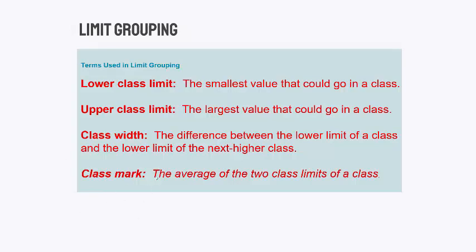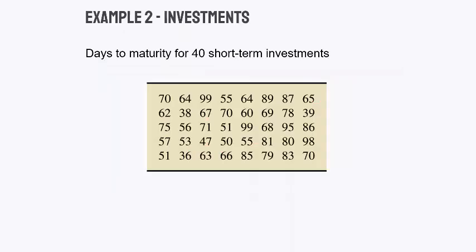We identify this thing called the class mark, which is the average of the two class limits of a class. Basically, it's just kind of an identifier, and we're not going to use the class mark too much when I construct these. All right, so going back here, let's look at these investments, these days to maturity.